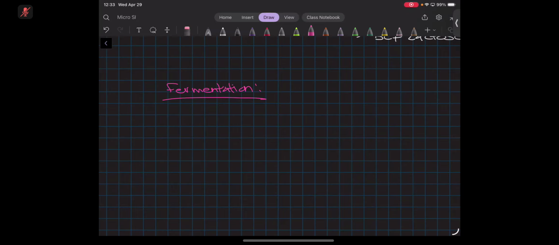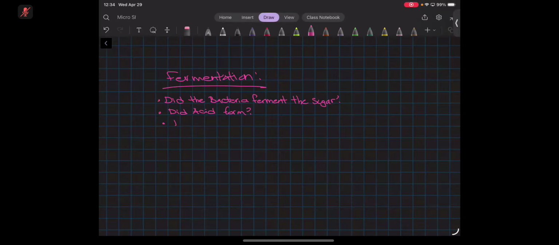Fermentation. So fermentation asks, did the bacteria ferment the sugar? It's also asking, did acid form? And then lastly, it's asking, did gas form? These are the three things you're looking at during a fermentation test.